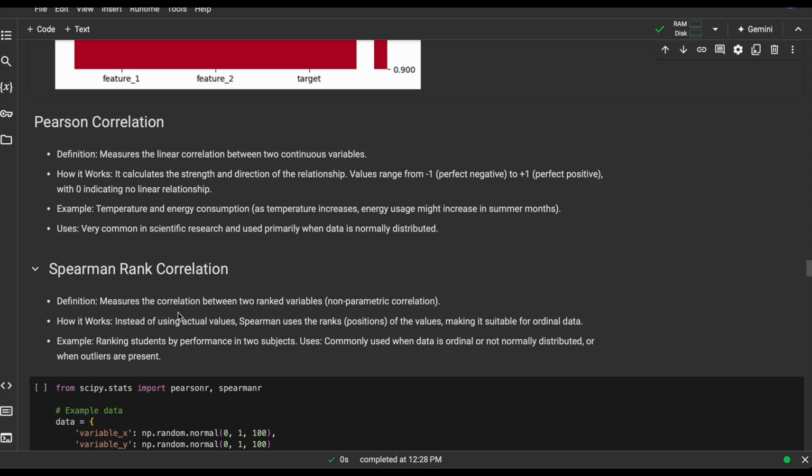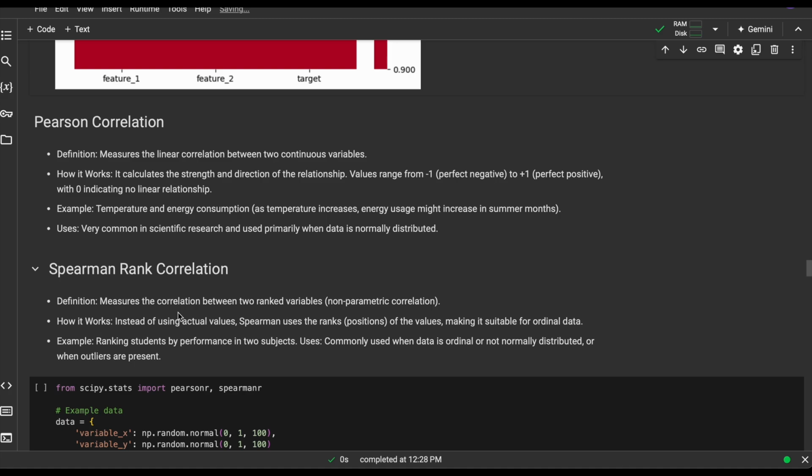And the next, Pearson correlation, is also known as the Pearson product moment correlation coefficient, or PMCC. It is a statistical measure to assess the strength and direction of the linear relationship between two continuous variables. It's a widely used statistic to quantify how closely two variables move in relation to each other.